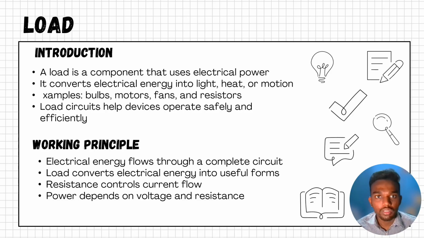Load. A load is a component that uses electrical power. It converts electrical energy into useful forms such as light, heat, or motion. For example, bulbs, motors, fans, and resistors. Load circuits are important because they help electrical devices operate properly. In a load circuit, electrical energy flows through the complete circuit to the load component. The load then converts the electrical energy into useful output. The resistance controls the current flow, while the power depends on the voltage and resistance value in the circuit.